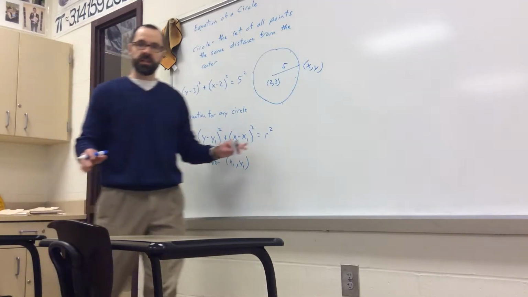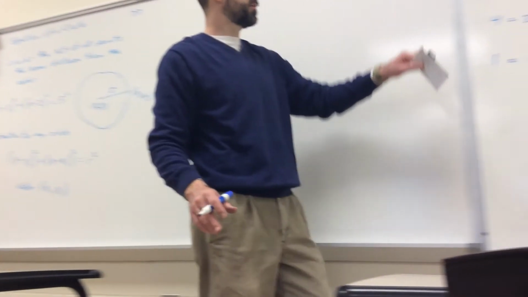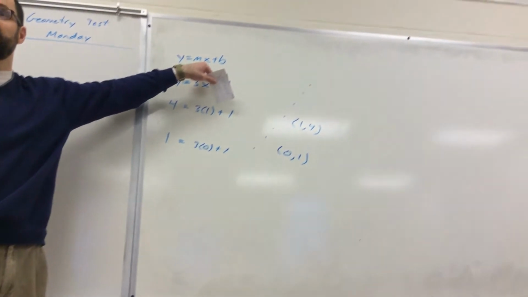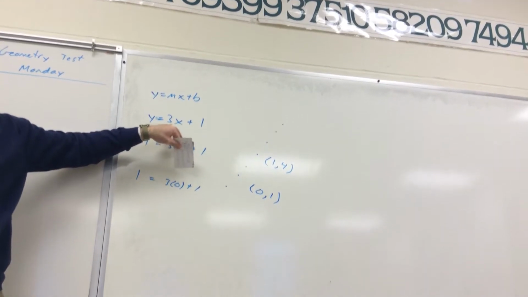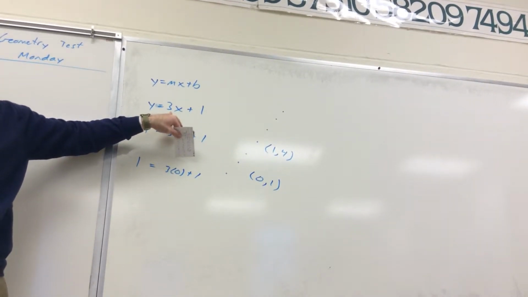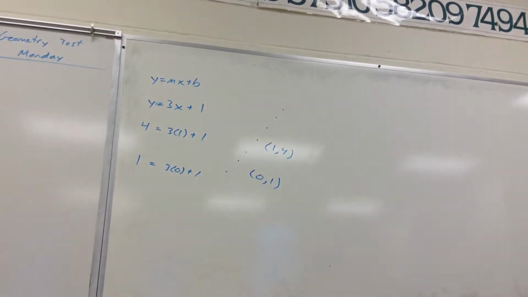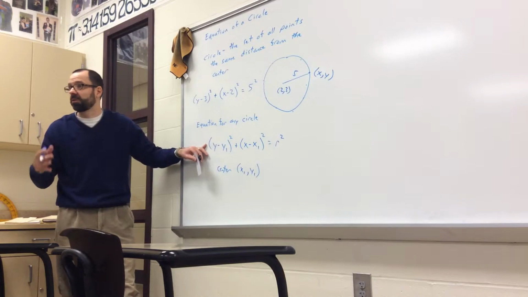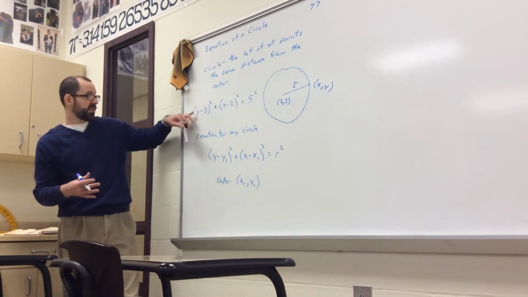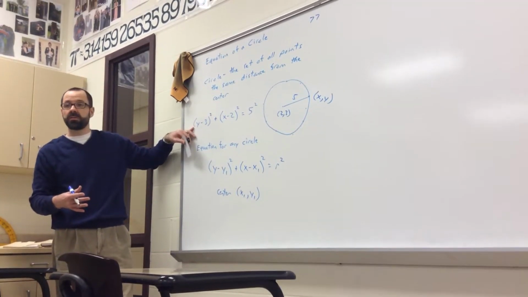Okay, so the idea is this right here, y equals mx plus b, is the template that works for any line. And then this is a particular line. And then over here, this is the template that works for any circle. And then this is a particular circle.